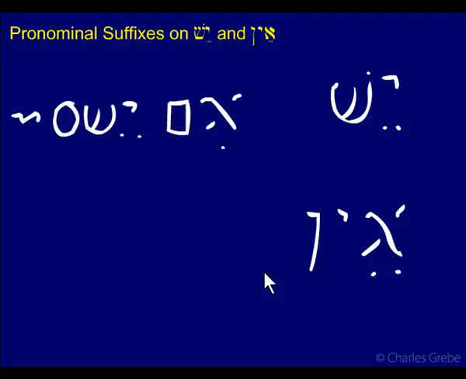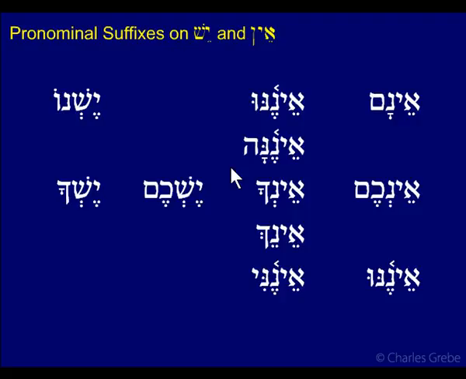So let's look at the paradigms, and then we'll look at some examples. Here are the two paradigms. Split them up here. So we have Yaish over here, and we have Ain over here. Now you notice right away that there's only three forms here. That's because these are the only three attested forms in the Hebrew Bible. So we don't have many of these, and I don't think they're used that frequently. Over here with Ain we have more.